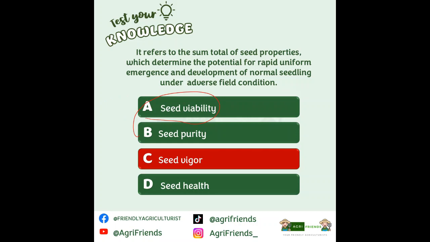Seed viability refers to the capability of the seed to germinate and produce healthy seedlings. Seed purity, on the other hand, or the purity of the seed lot or seed batch, indicates the percentage of how much is made up of pure seeds or the desired seeds and how much is made up of inert material and other seeds. Seed health is the measure of the freedom of seeds from pathogens.